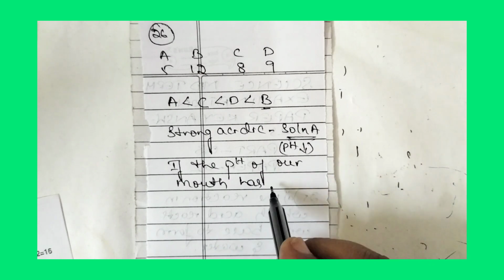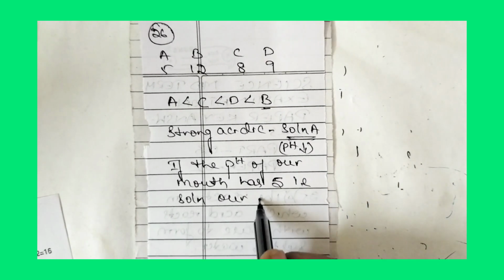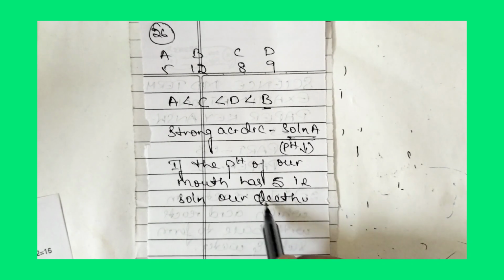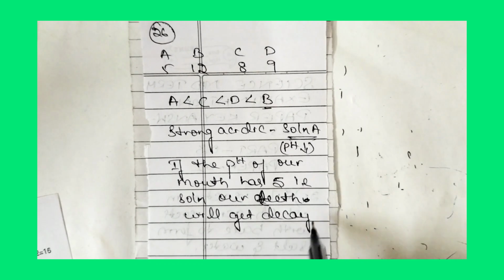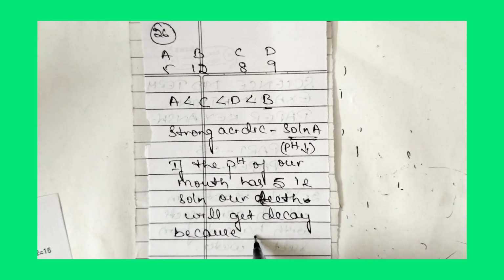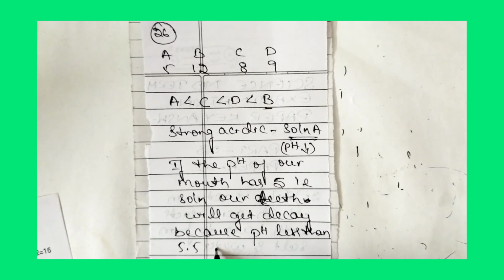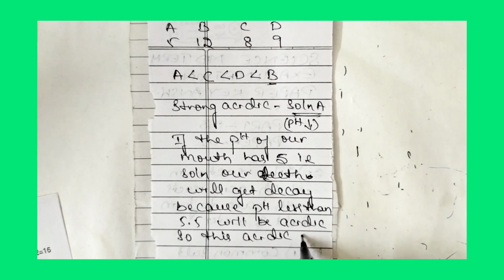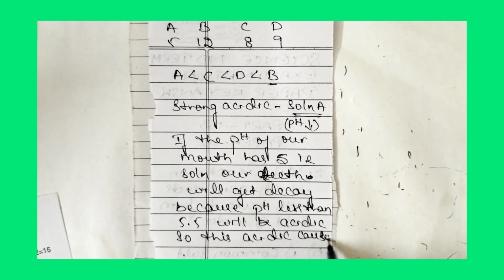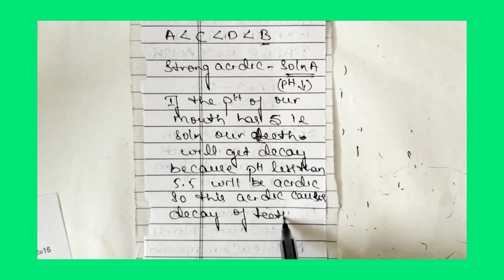If the pH of our mouth is 5, that is solution A, our teeth will get decayed, because pH less than 5.5 will be acidic. So this acid will cause decay of teeth.